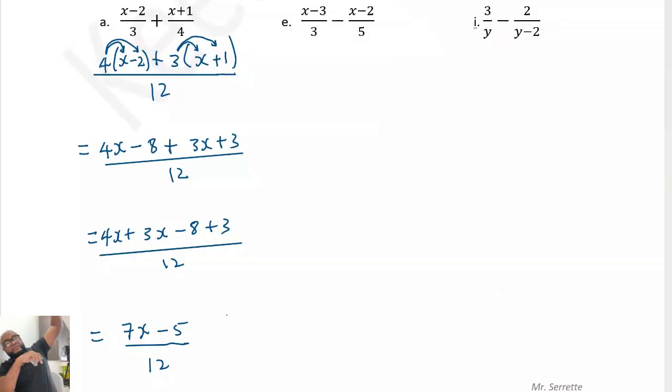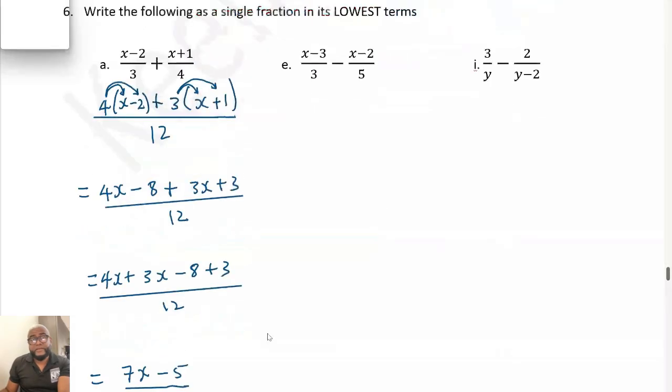Who did that? Raise your hand if you did that. So you cannot do 7x minus 5. That would be totally wrong to write, okay?